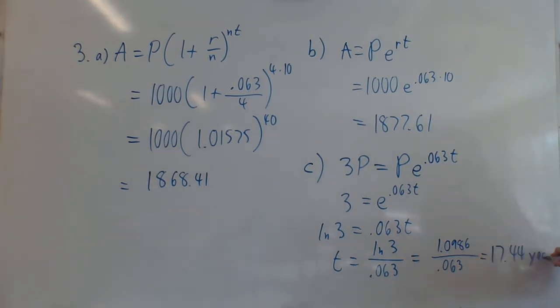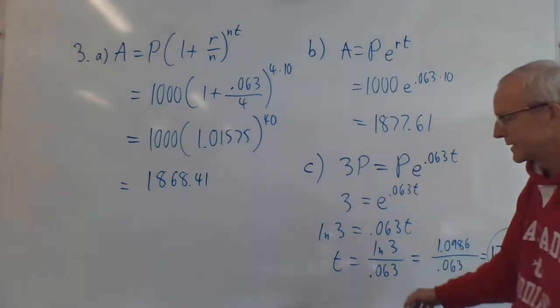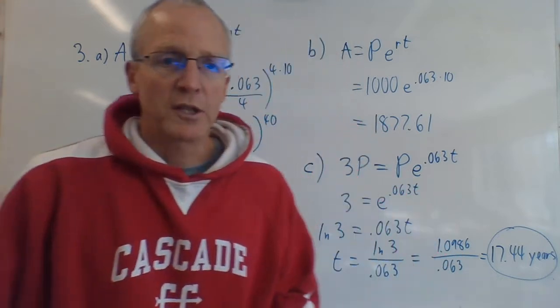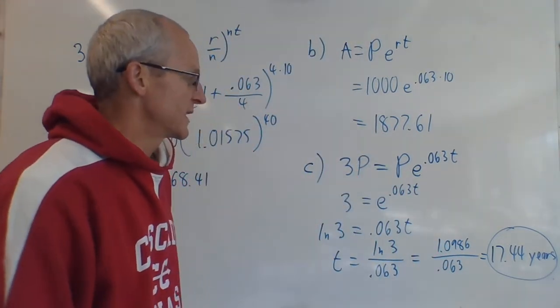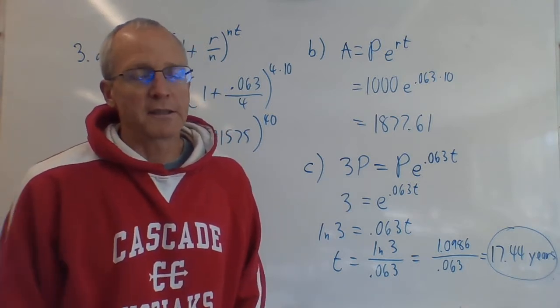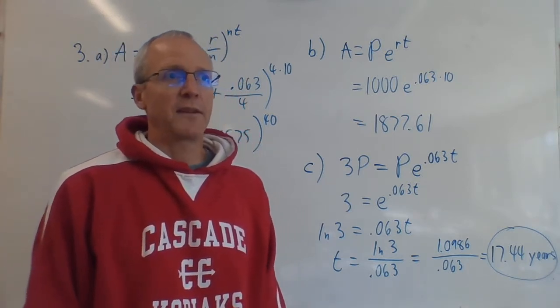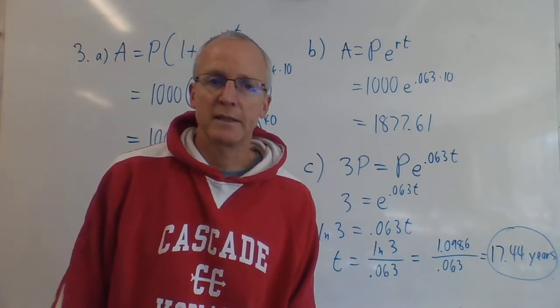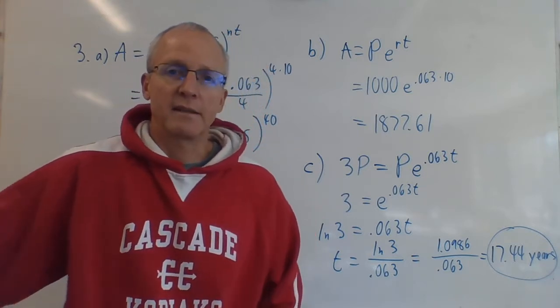So 17.44 years. If you want to triple your money at 6.3% interest rate, it's going to take about 17 and a half years. Okay, so you put $1,000 in the bank, you wait 17 and a half years, about a lifetime, you guys, and you're going to have $3,000 in the bank.